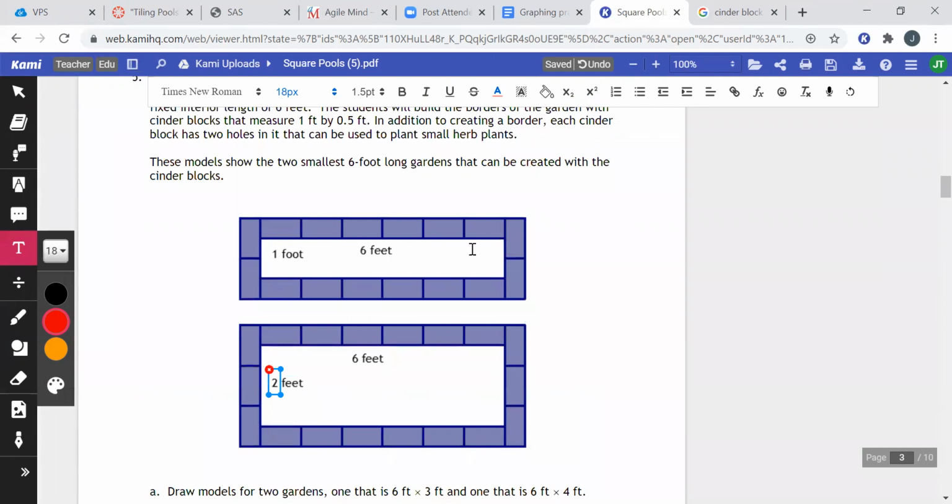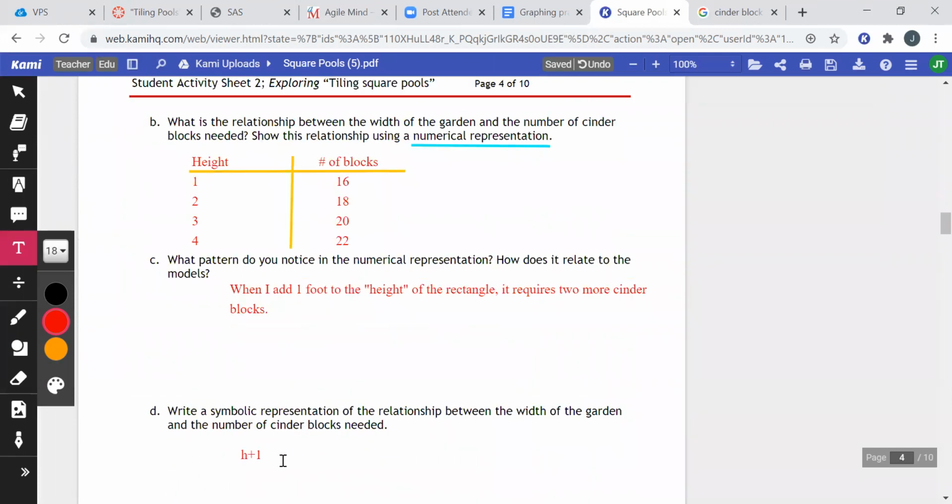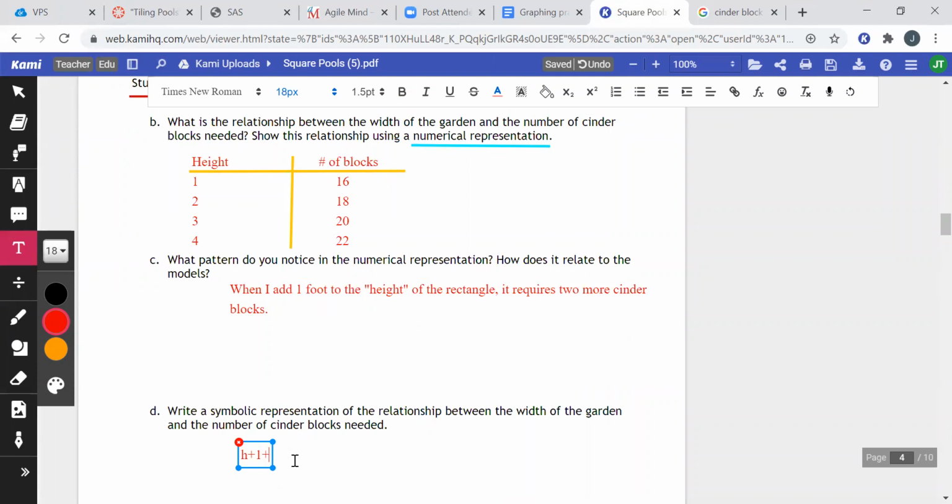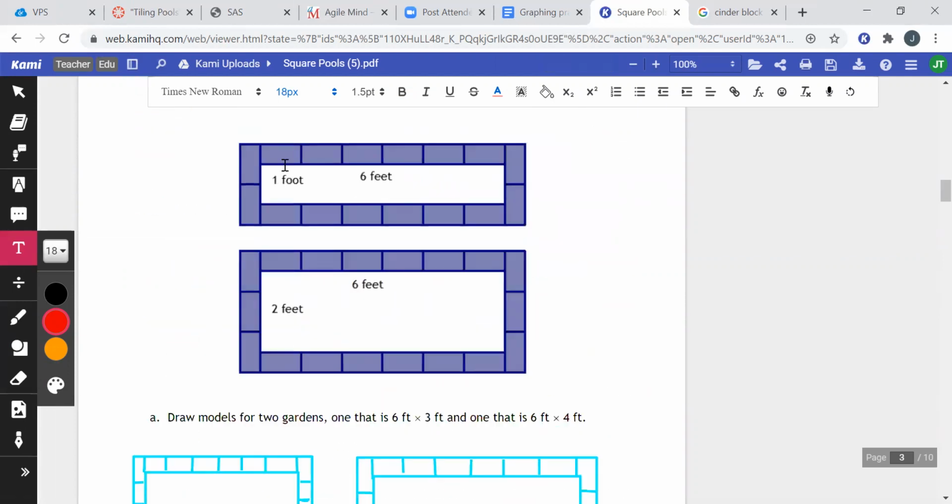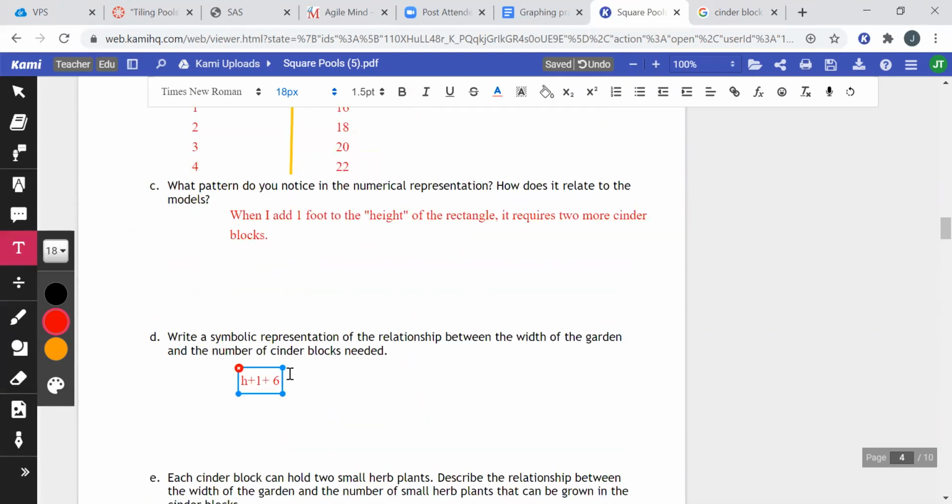Plus 6. That's actually H plus 1 plus 6. Great. That is actually half of it. So whatever this is, I add 1 to it and I get this side. And then I add 6 more. But that's half of the square. So instead of overthinking this, I know that that's half the square, right? I'm going to say 2 times that. Or 2 times H plus 7.